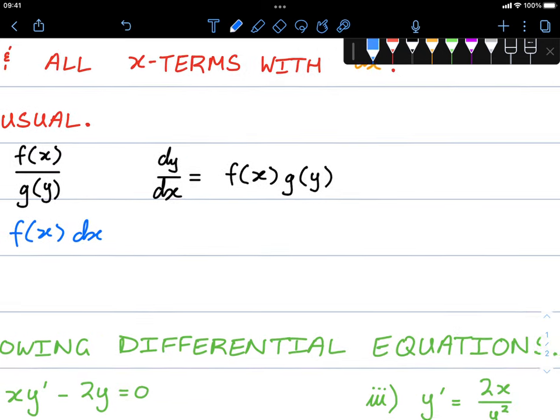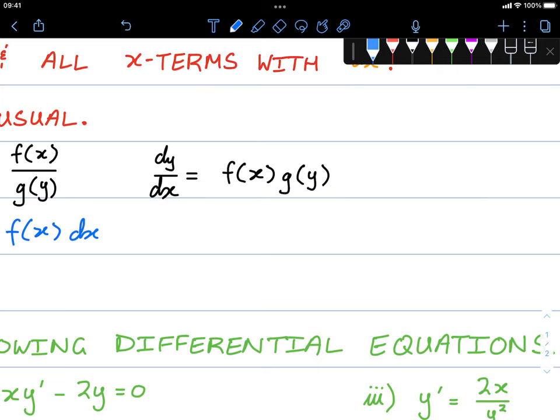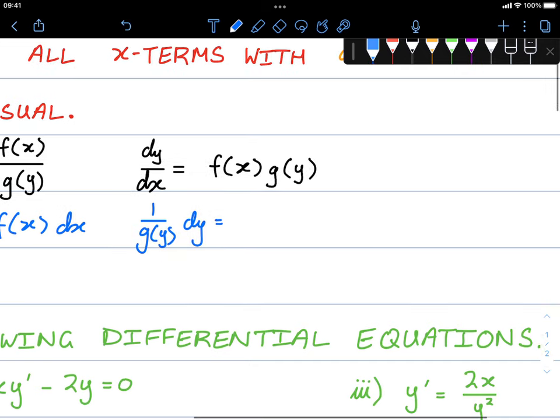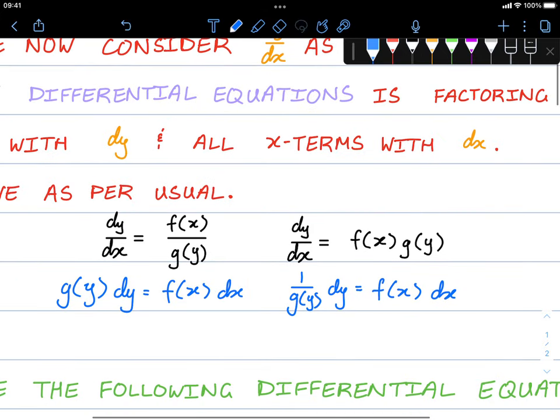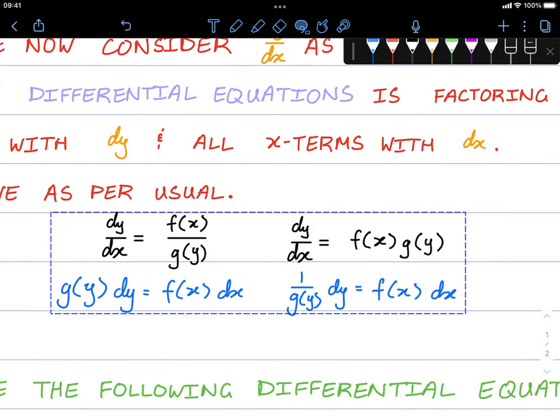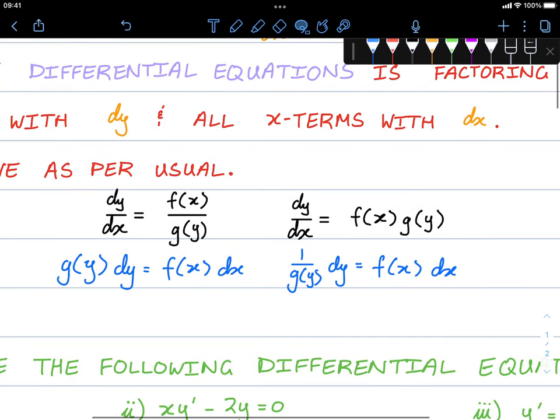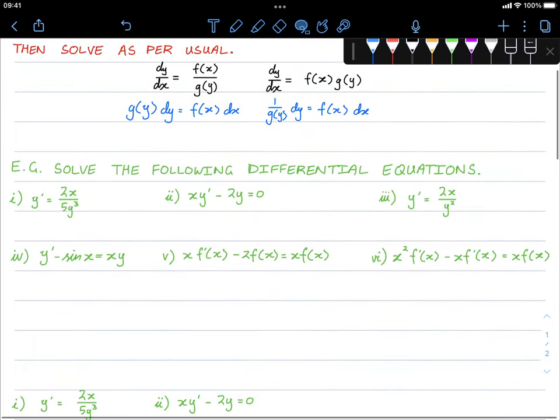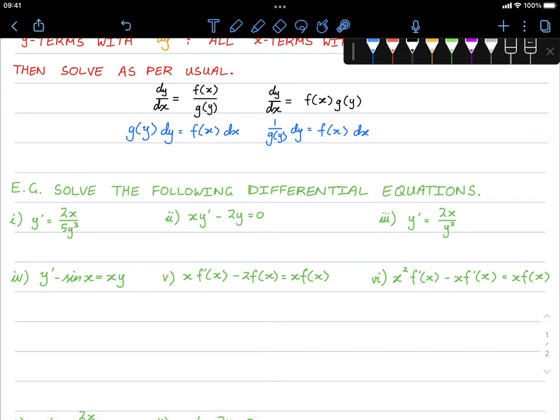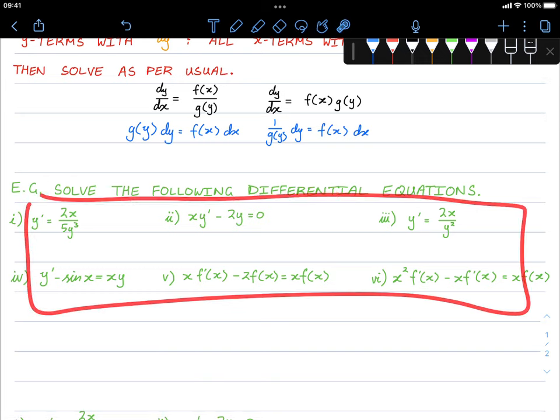As for this, we can divide by g of y. So we get 1 on g of y dy equals f of x dx. So this is generally what it would look like. Now it looks kind of odd when it is in f of x and g of y notation, because the differential equations that we're going to be working with look more like this.